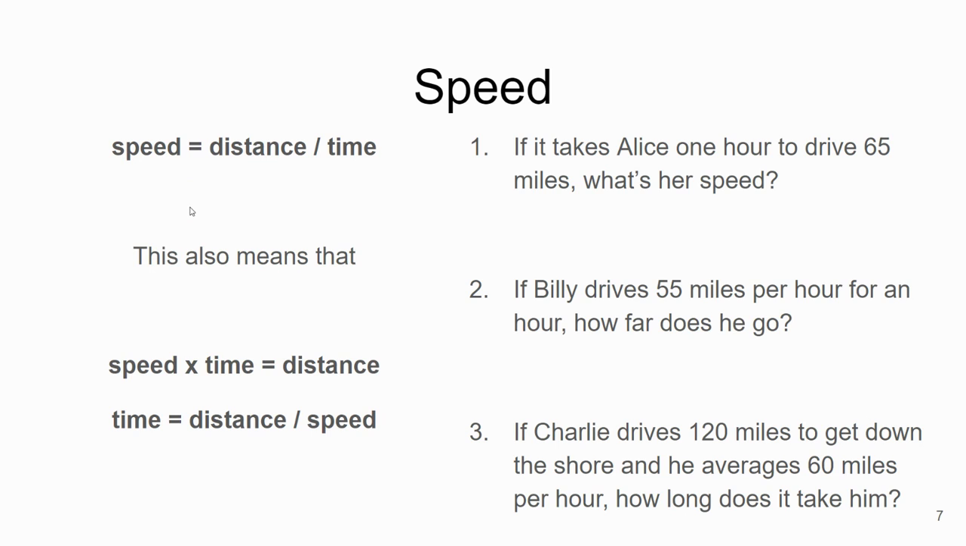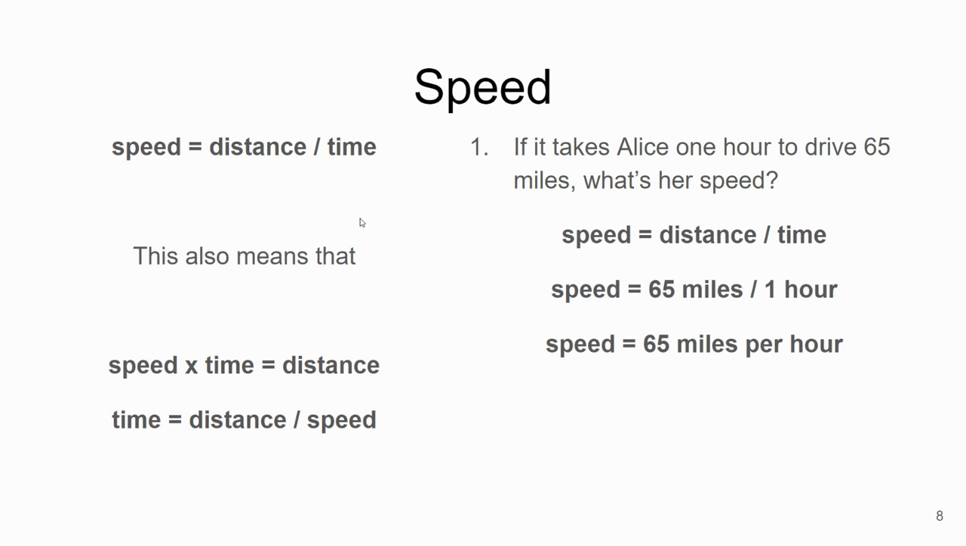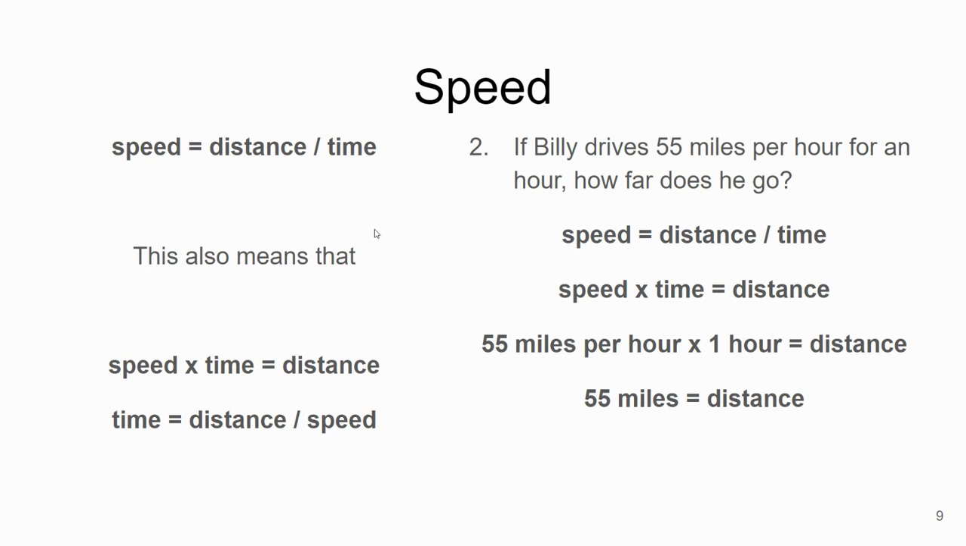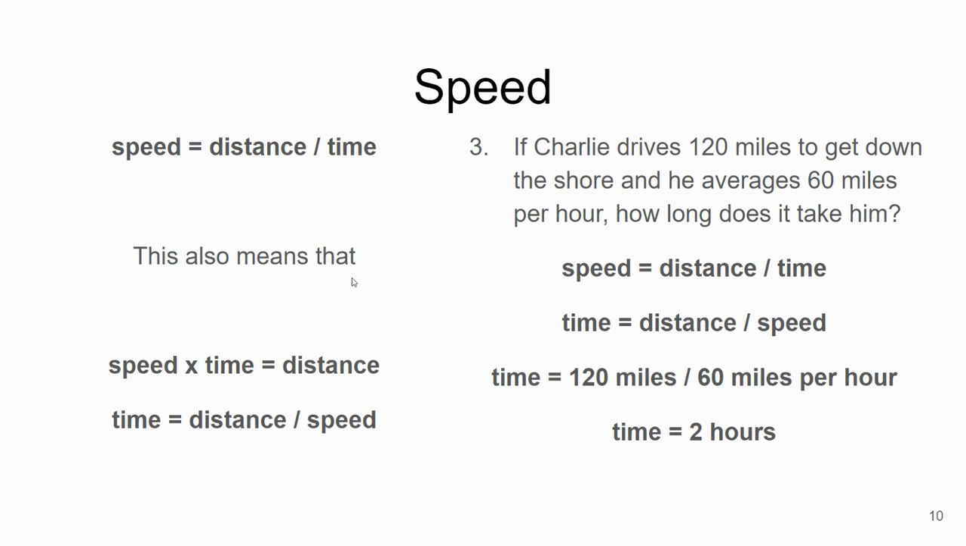So then we did this thing with these three situations. If it takes Alice 1 hour to drive 65 miles, what's her speed? And the other ones. So just simple applications of this formula or a different version of this formula. So that's what we did. And quickly, yes, Alice is going 65 miles per hour. If Billy drives 55 miles per hour for an hour, how far does he go? He goes 55 miles. And finally, if Charlie drives 120 miles to get down the shore and he averages 60 miles per hour, how long does it take him? It takes him 120 miles divided by 60 miles per hour, a time of 2 hours.